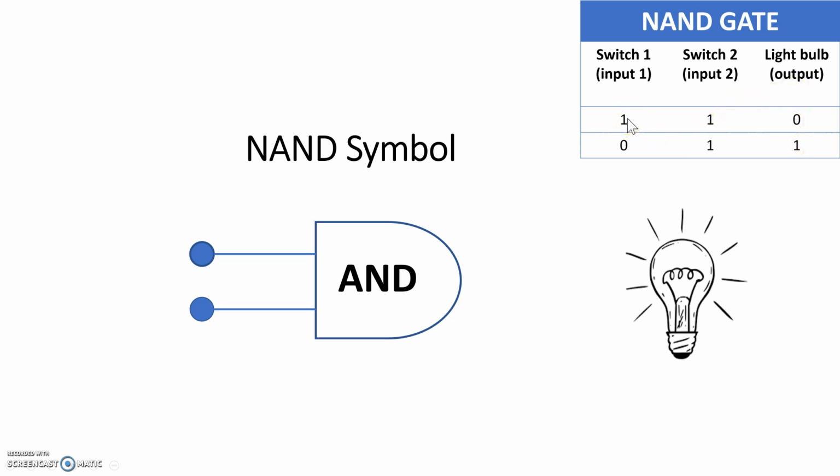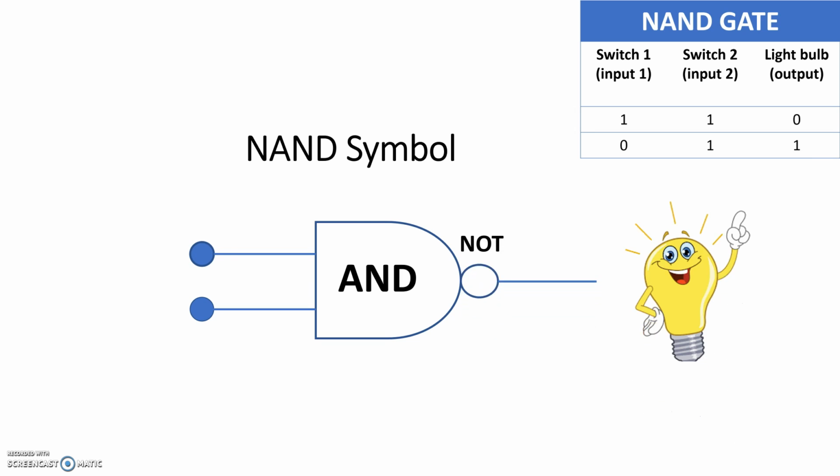If the switch 1 is 1, that means switch 1 is on. If the switch 1 is 0, that means switch 1 is off. When the light bulb is 0, that means the light bulb is lit on. When the light bulb is 1, it means the light bulb is lit off. And we also got a logic symbol there.